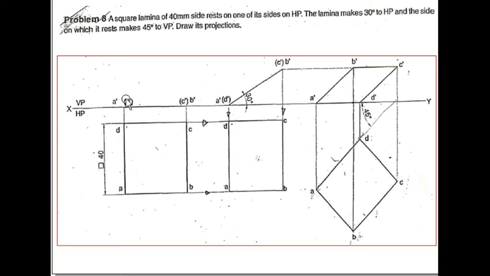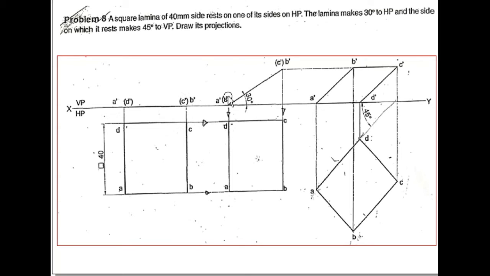Next, when it is projected upward on the XY line, the front view of a square lamina is seen. So for the naming, this point is visible, so it is represented as A dash, and D is hidden, so it is represented as D dash in bracket. Similarly, B dash is visible and C dash is hidden, so it is represented in bracket.